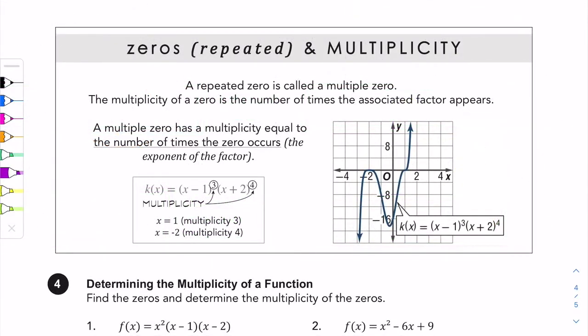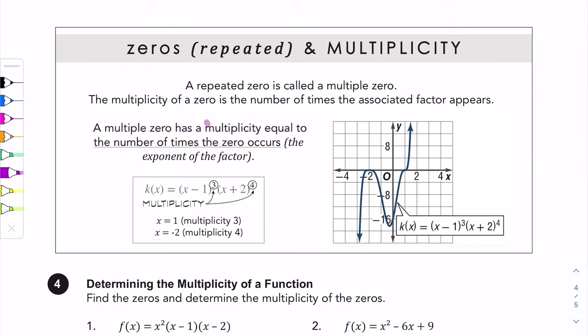Next, we're talking about zeros, repeated zeros, and multiplicity. A repeated zero is called a multiple zero. It's when you have zeros that happen more than once. The multiplicity of a zero is the number of times the associated factor appears. So if you have a factor that appears 3 times, the multiplicity would be 3. A multiple zero has a multiplicity equal to the number of times the zero occurs.